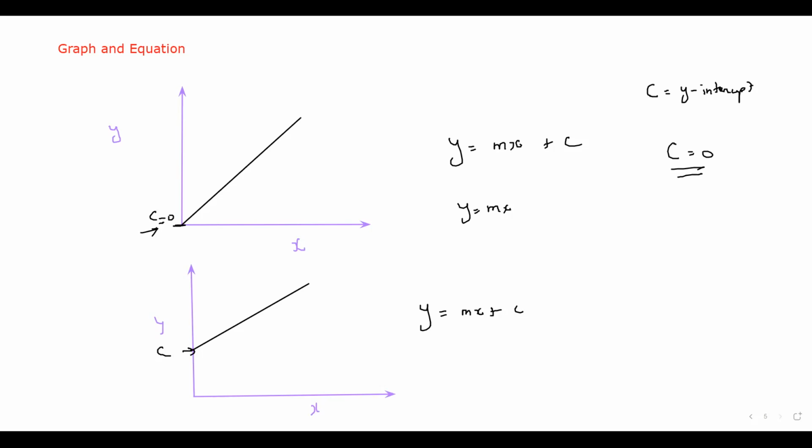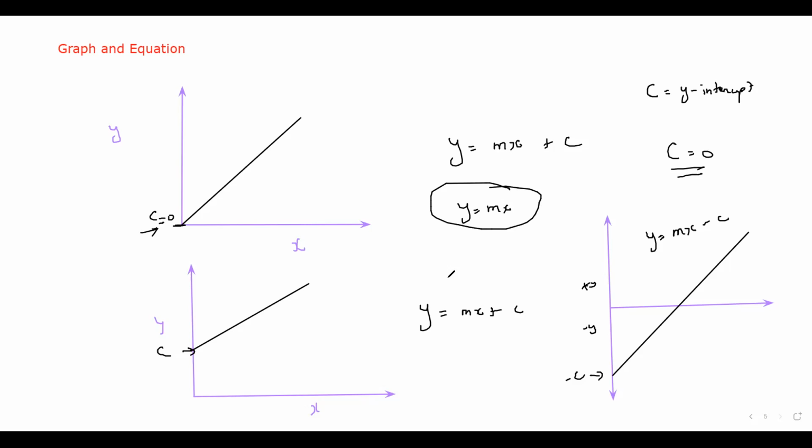And it can be below the origin as well. So this is a negative y-intercept. So the equation of this line will be y equals mx minus c, because the y-intercept is negative. It is touching the negative y-axis. So y equals mx minus c, plus c, and y equals mx plus c.